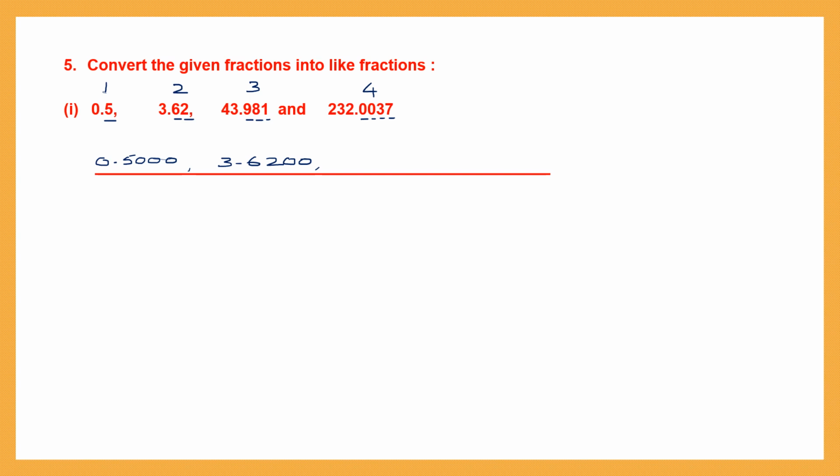Let's take the third one, 43.981. There are 3 decimal places. I'm going to add a 0. Now there are 4 decimal places. And the last one, I can write it as it is, 232.0037. So now they're all like decimals because they all have 4 decimal places. So these are called like decimals, whereas these are unlike decimals.